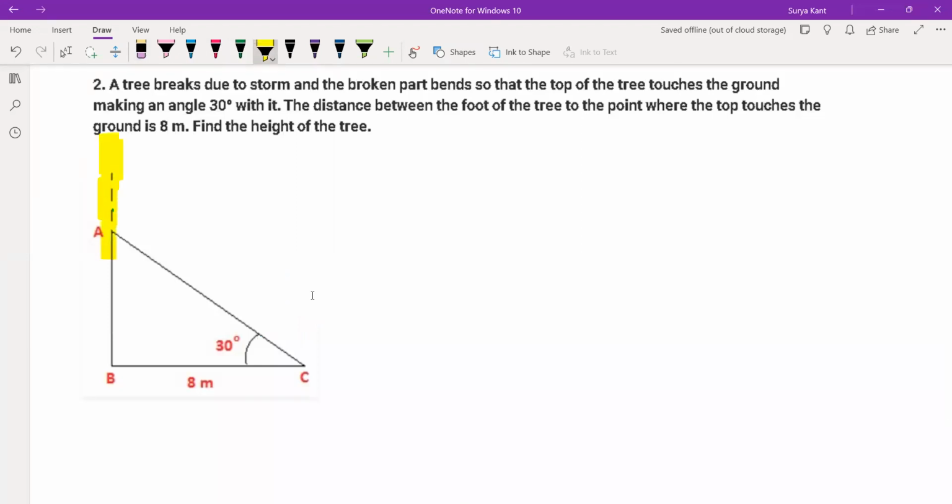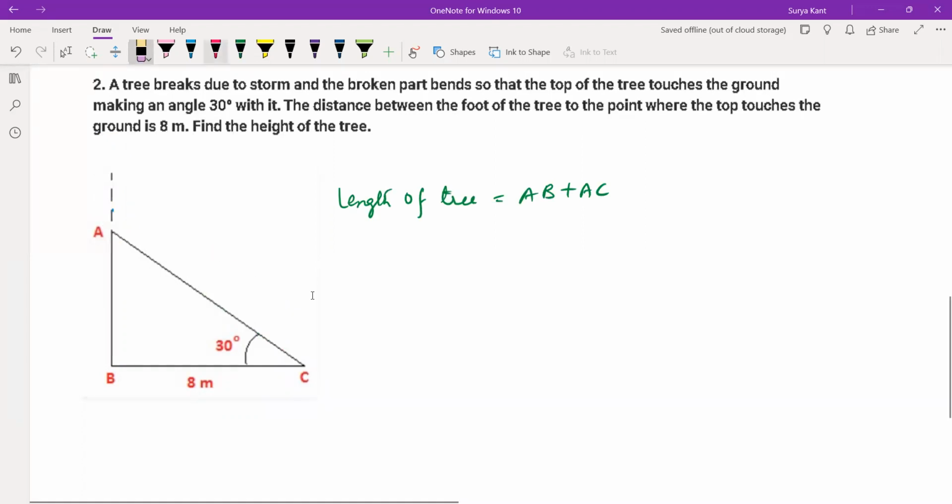Before this was the complete tree. Now this tree, this part got fallen down here. Understood? So length of the tree becomes what? AB plus AC. Length of complete tree. Length of tree is what? Tell me. AB plus AC. Correct? Because this part only is over here.